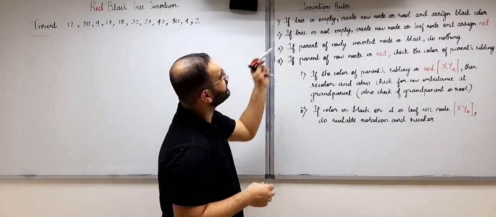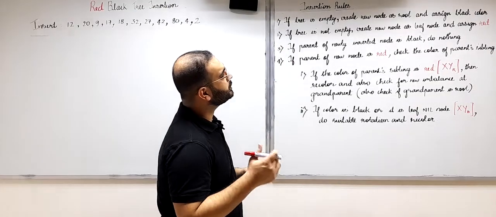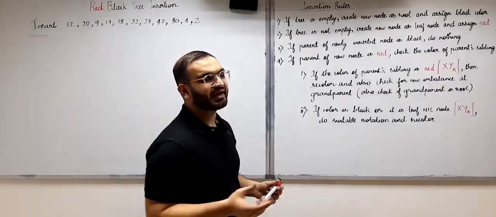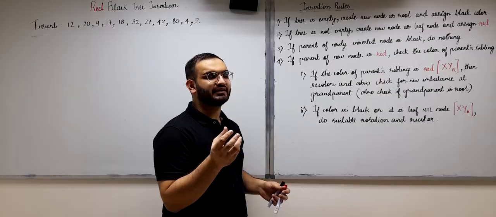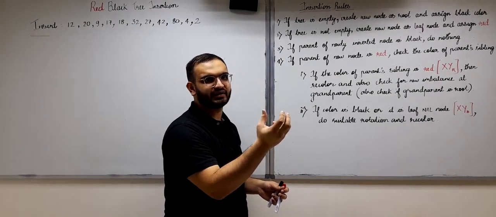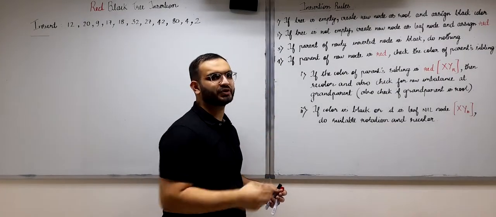So what does the first insertion rule say? It says that if the tree is empty, create a new node as root and assign black color to it. So if the tree is empty and this is the first node that you are inserting, in an empty tree, that node should be black.